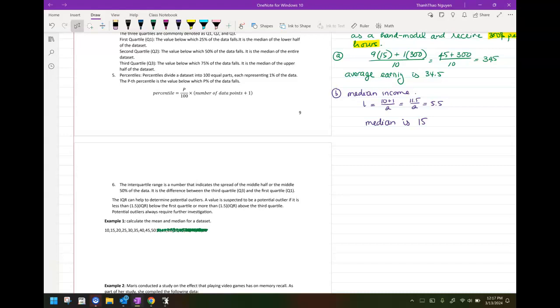So the interquartile range, IQR, can help determine the potential outlier. A value is suspected to be a potential outlier if it is less than 1.5 IQR below the first quartile or more than 1.5 IQR above the third quartile. A potential outlier always requires further investigation.